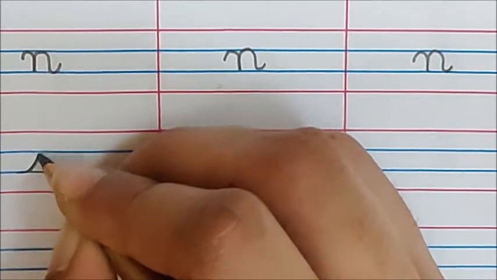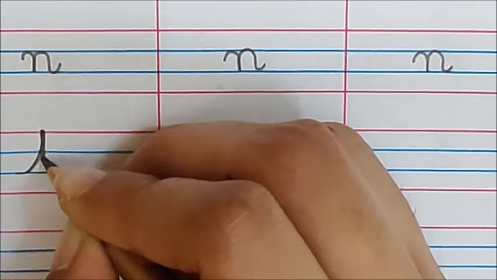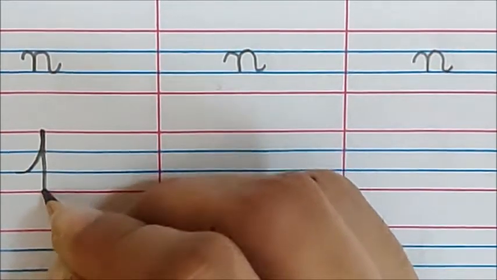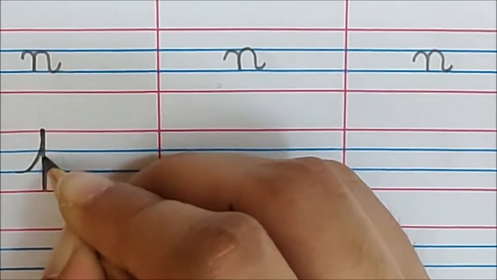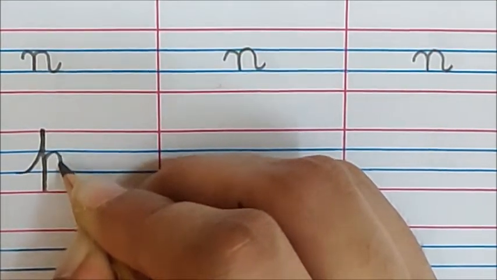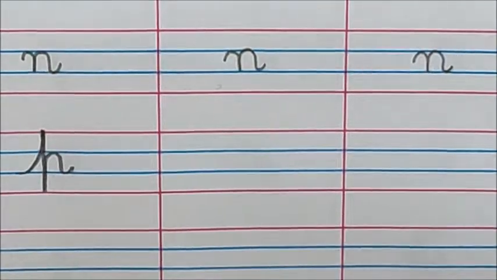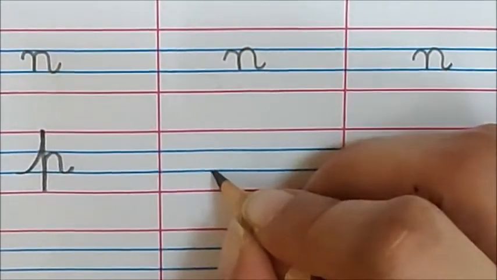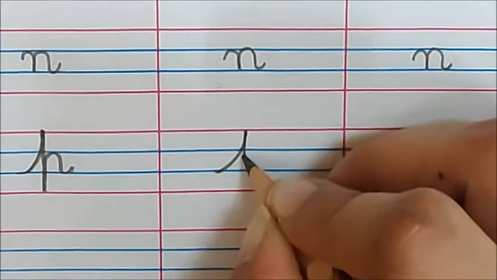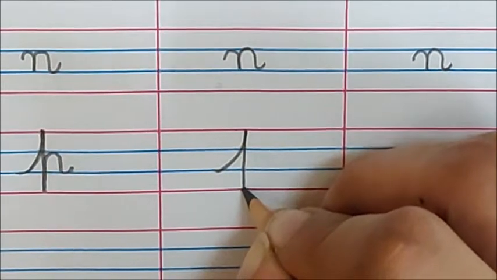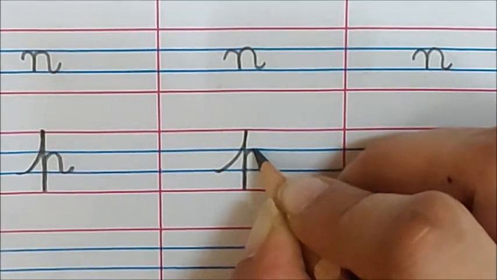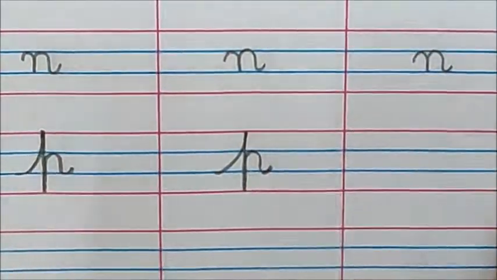Go up, come back on the same line, make a straight line. Now again go back on the same line. Go down and a small tail, P. Go up, make a big straight line. Again go up on the same line. Go up, down and a tail, P.